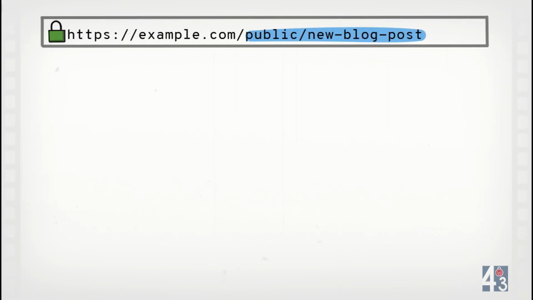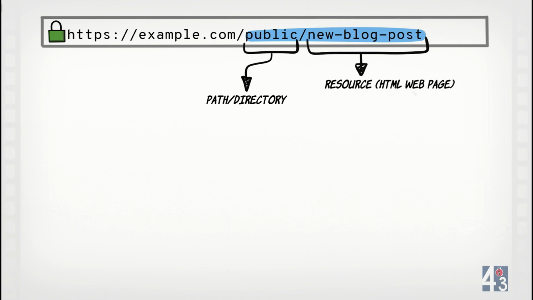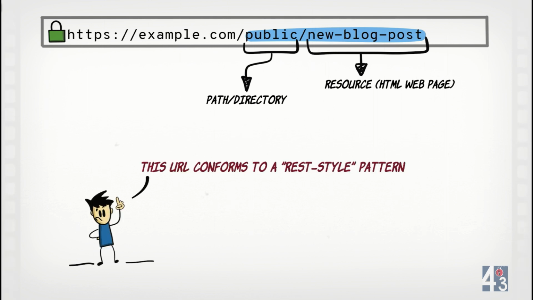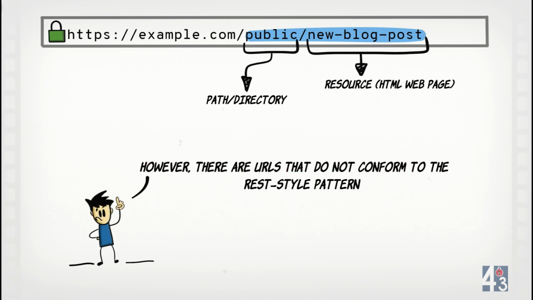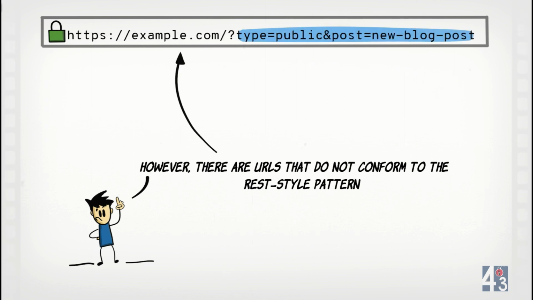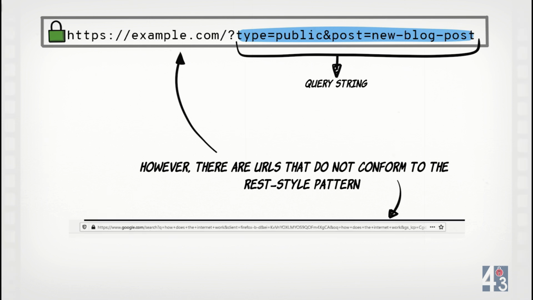So in the next portion of the URL, we have the path or the directory called public, where the resource new blog post resides. Now this is a clean URL and is called a REST style URL. However, there are URLs that do not conform to the REST style pattern. A URL could also look like this. And now all the stuff appearing after the question mark symbol is called a query string. And to make things worse, you may have URLs like this.